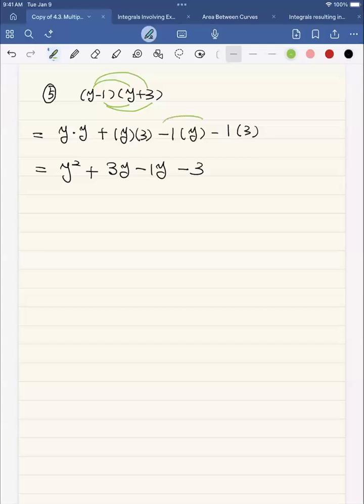Of course, for this part, we can write it as negative y. But if I don't write anything in front of y, then some of you will be confused. So for clarity, I wrote negative 1 in front of y. So y squared and those two will be combined to make 2y minus 3.